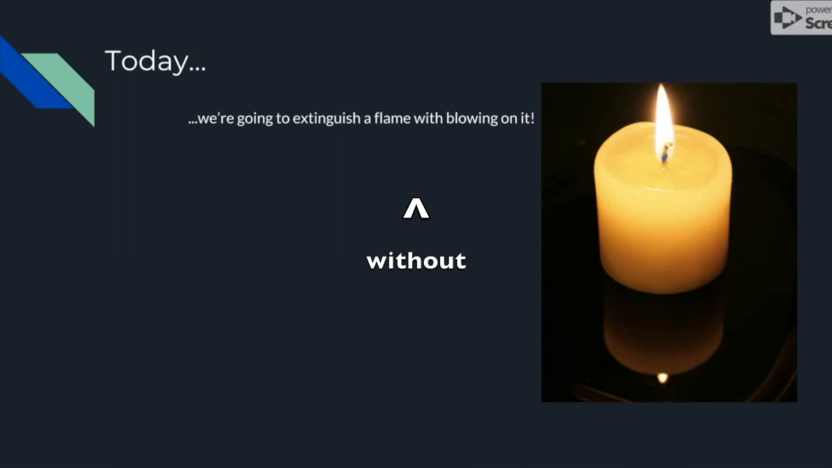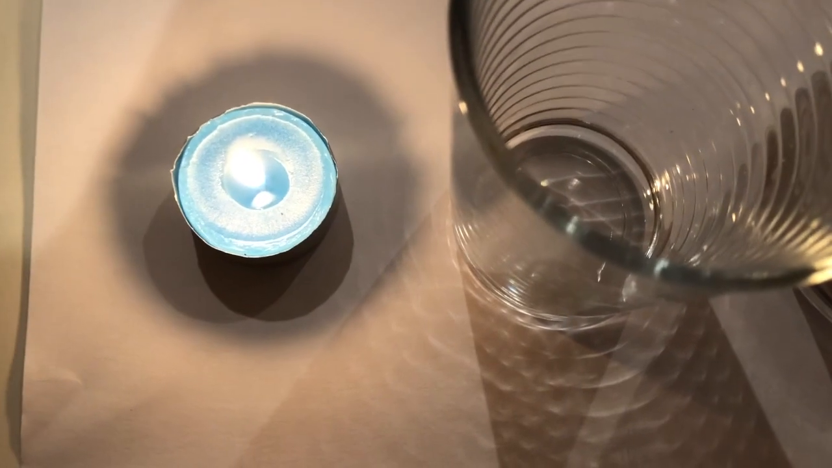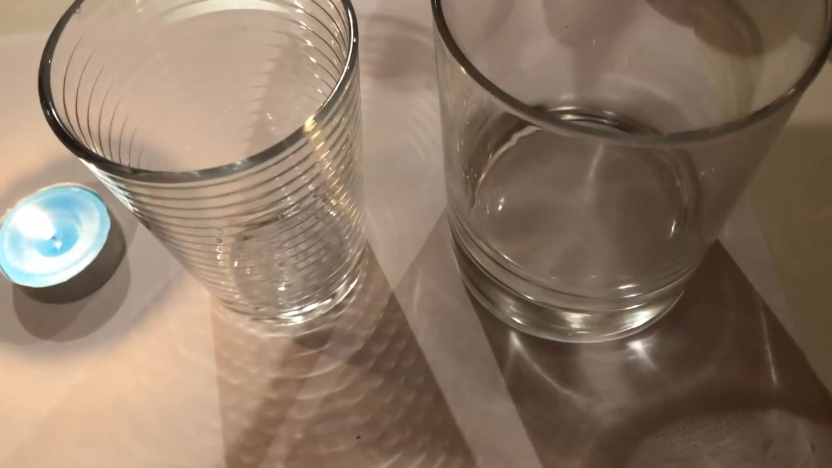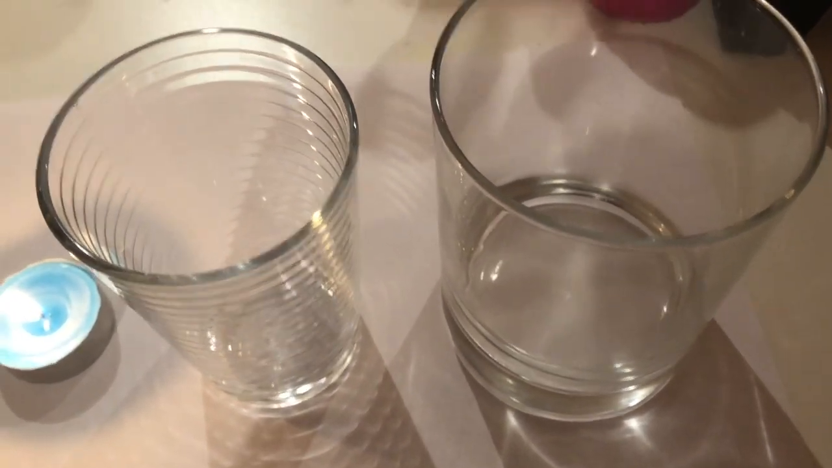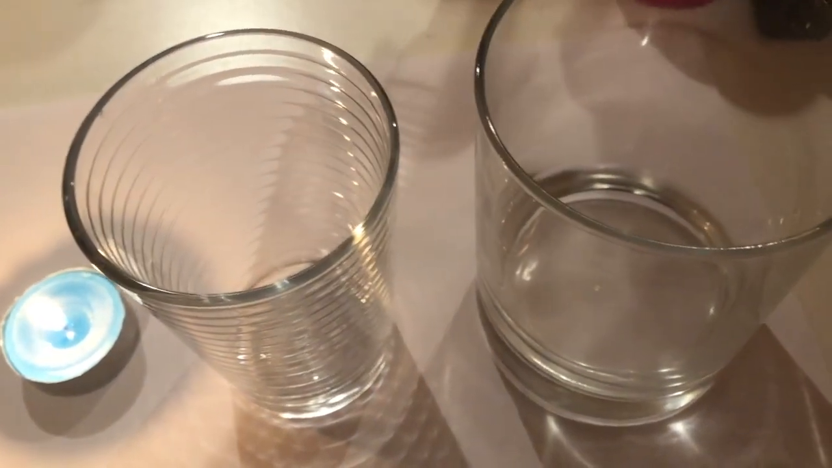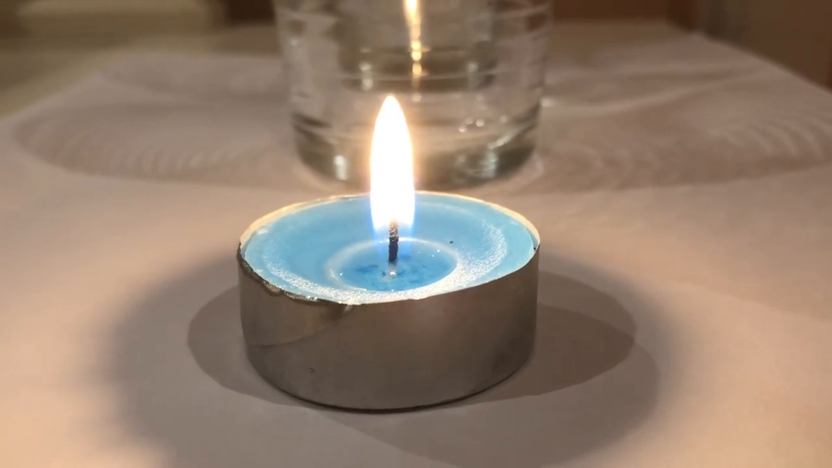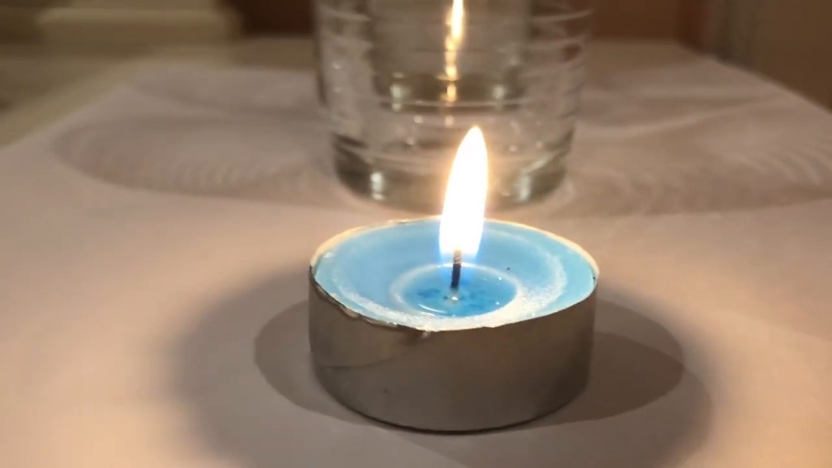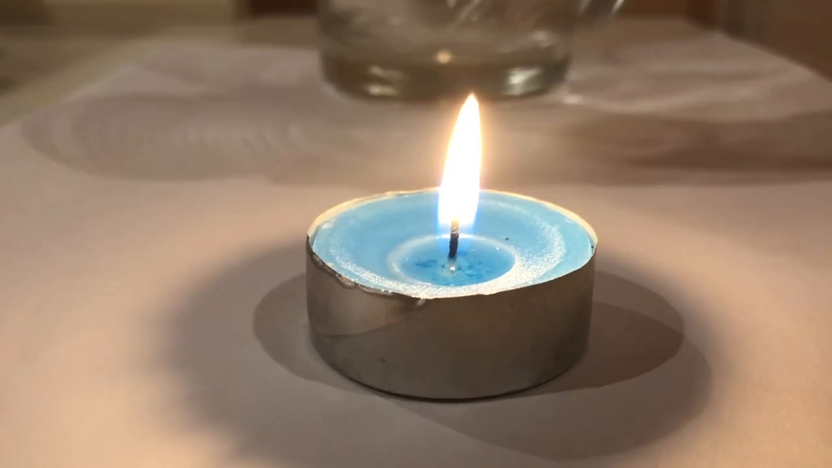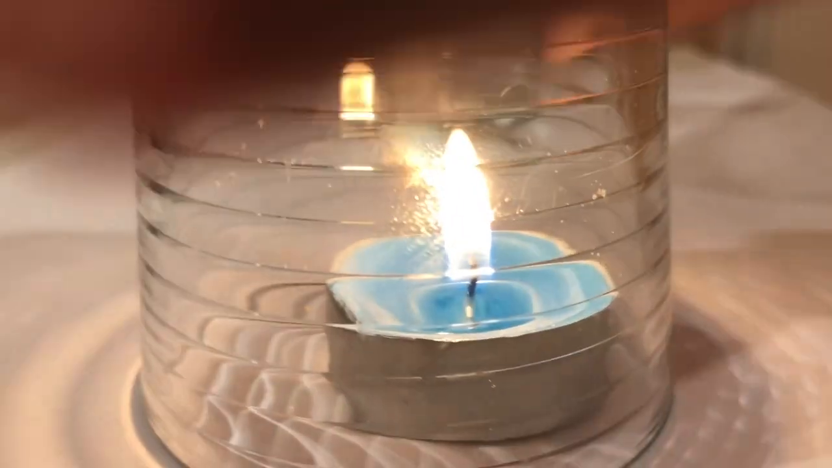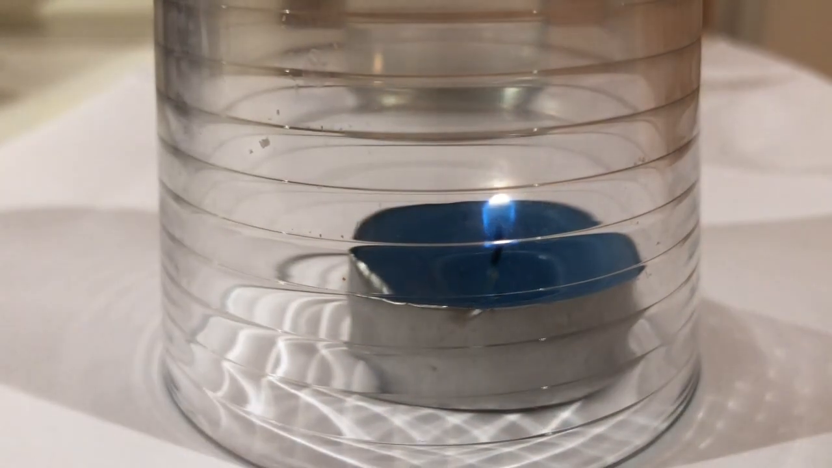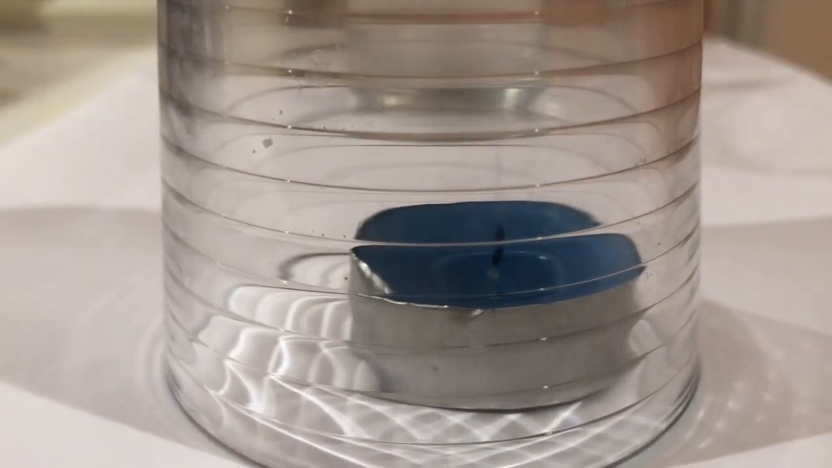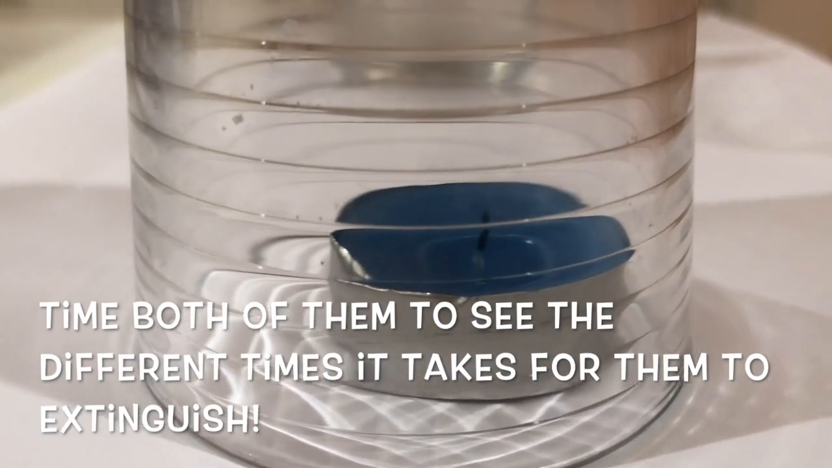So now, let's begin. For this experiment, you need a lit candle and two sizes of cups. The cup should be glass or something like that. Try not to use something that could be easily lit by a fire. So the first thing we're going to do is take our smaller cup and turn it over to cover the candle. Then watch what happens. As you can see, the flame extinguishes.